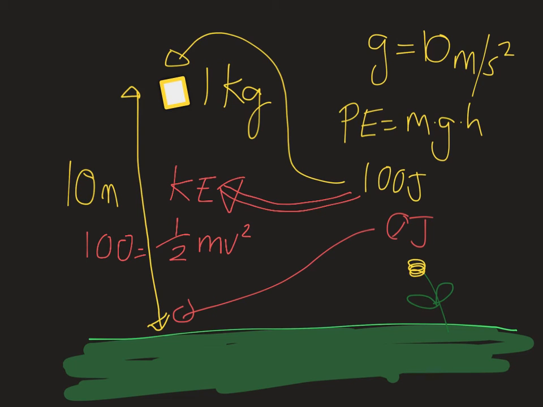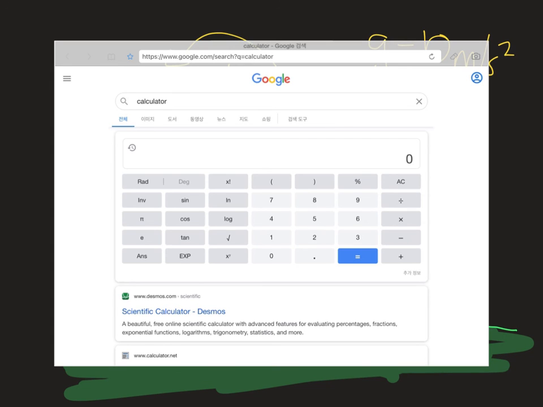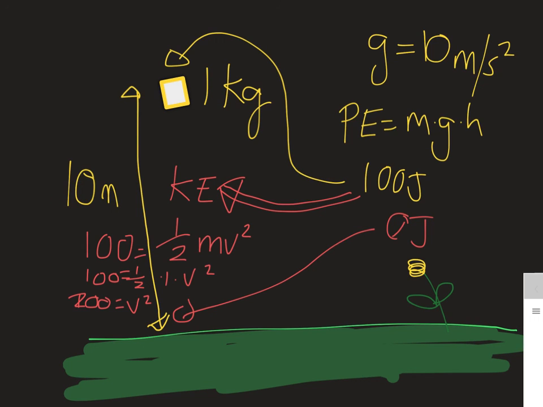And your maths teacher would be very pleased if you could work out what the v is. So we've got 100 is equal to half, times 1, because that's the mass, times v squared. So we've really got that 200 is equal to v squared. Now to get v, you have to do a square root of both sides, and using my calculator, the square root of 200 is 14.14. And so my velocity, v, is 14 meters per second, roughly, okay?